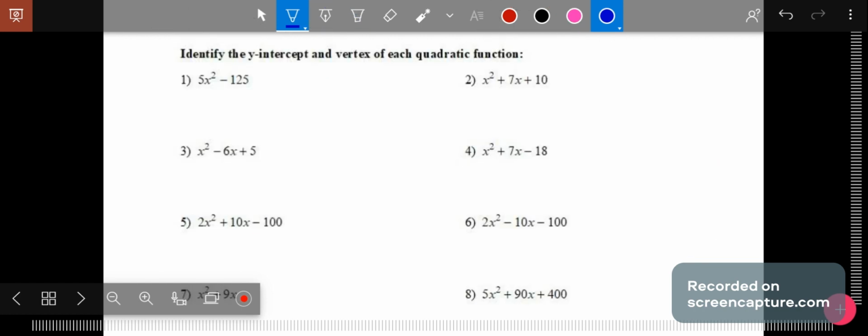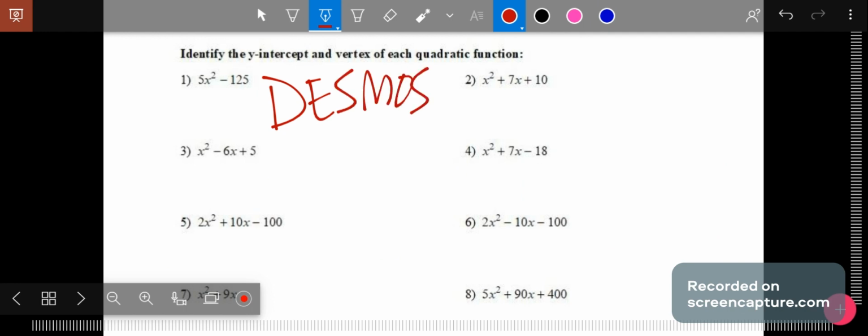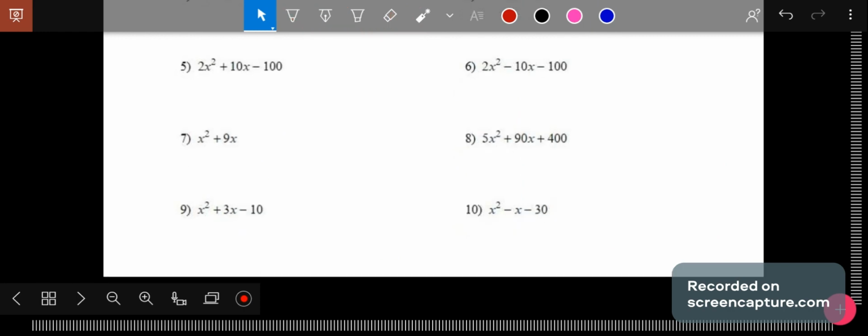Identify the x and y intercept of each of these things. You are going to want to use our best friend Desmos for each of these. You can go in and check the answer key, but again, for each of these things, just plug this into Desmos so that you can find the vertex and the y-intercept.